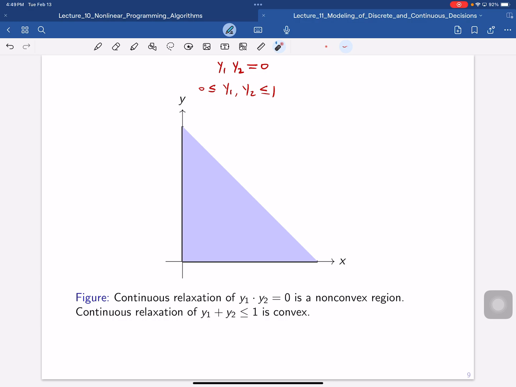It is very clear that this is a non-convex region. If you are talking about these two lines here, it is clearly non-convex. You pick any 2 points and pick a line segment, they are not in the region. But if you are talking about the linear constraints, y1 plus y2 less than or equal to 1, and y1, y2 from 0 to 1, we are talking about a convex region, which is this shaded blue region here. It is convex. So that's why you prefer the linear constraints.